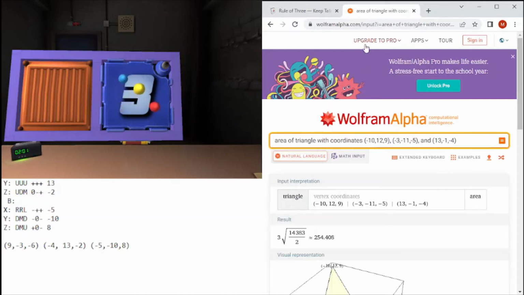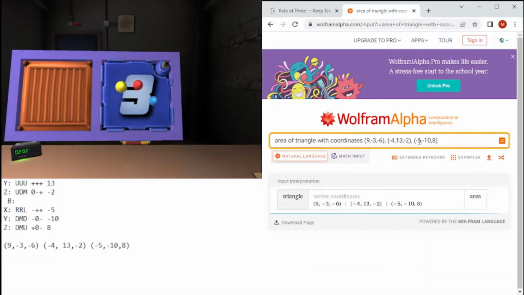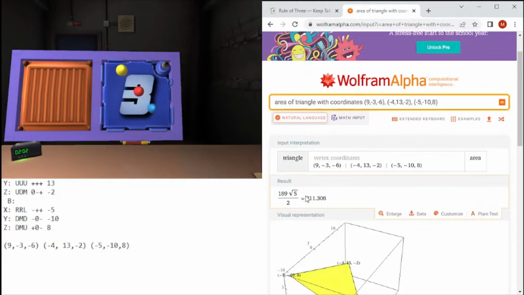There is a handy website called wolframalpha.com. You just go there. You can plug in all sorts of things here and ask it to calculate things for you, and it will happily do it. So one of the things it can do is find the area of this triangle. So if I just plug in my points that I have, -5, -10, 8, and I say find me the area of the triangle with those coordinates, it will find it for me. Here is the area, 211.308. So it's very likely that when you do this calculation, you get some weird decimals here. We just completely ignore those. All we do is keep the 211. So that 211, that is the answer. That is what we need to submit into the module.